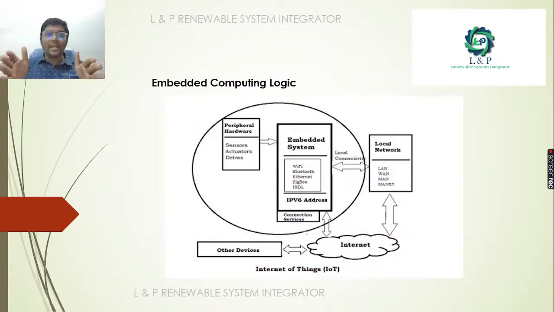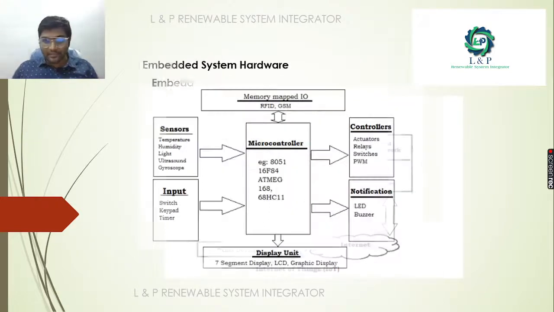If you get into embedded computing, we have the embedded system. With the help of IPv6 we address the things. In the peripheral hardware, it can be sensors, actuators, and drives. Through local connectivity, the local network can be a LAN, MAN, or WAN. And with the help of the internet, we can connect with other devices. Then it forms an IoT.